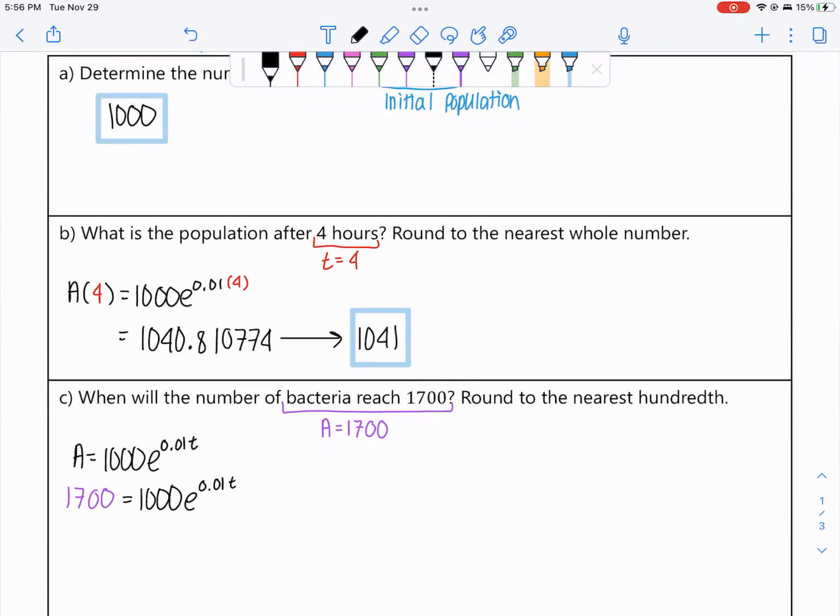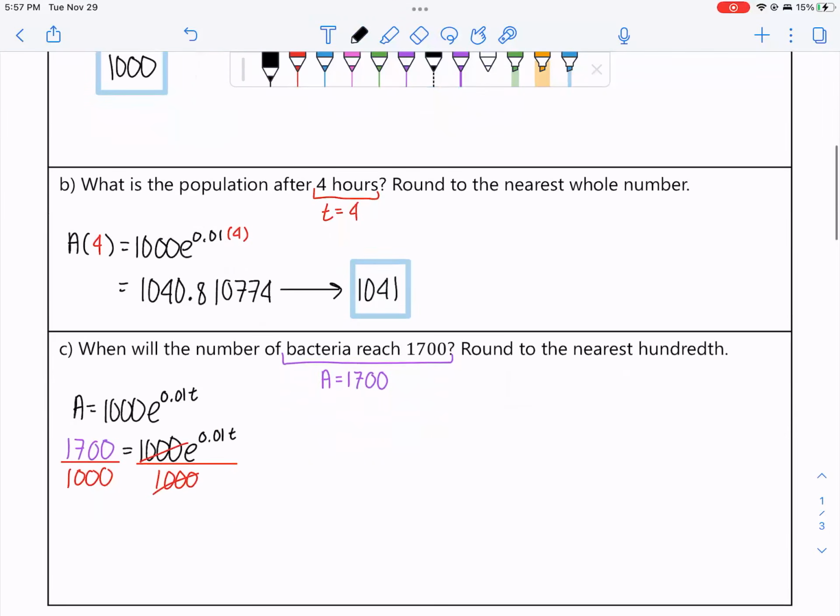and we want to solve for t, we're going to need to get the e by itself and then apply the natural log. So to get e by itself, it always ends up being the same game we play each time. Divide both sides by 1,000. 1,700 divided by 1,000 is going to be 1.7. e raised to the 0.01 t. We're trying to solve for t. We're going to take natural log on both sides. So this is natural log of 1.7 is equal to the natural log of e raised to the 0.01 t.